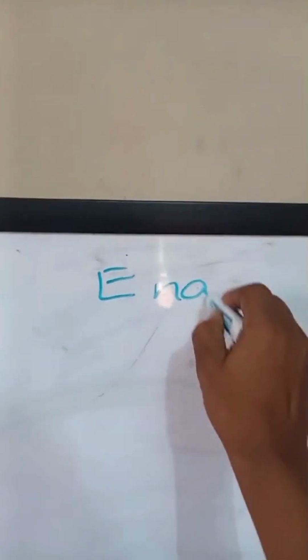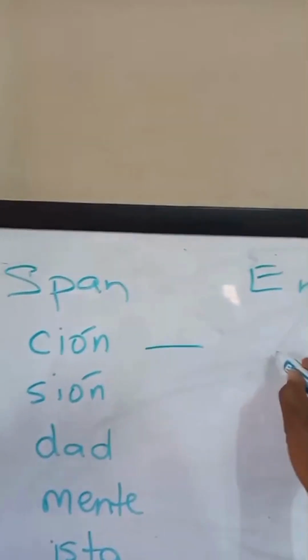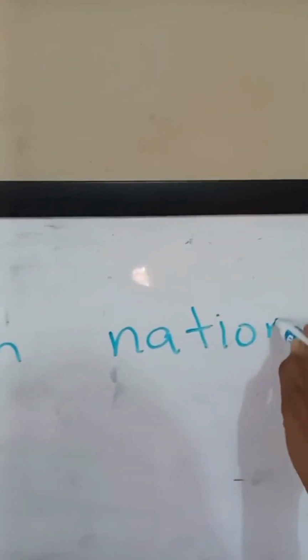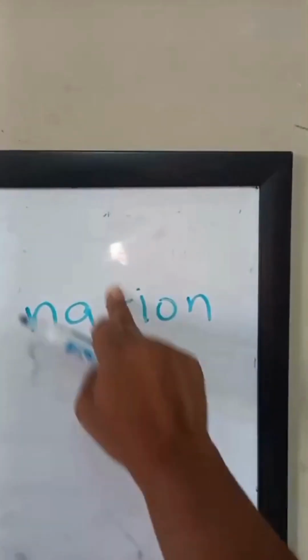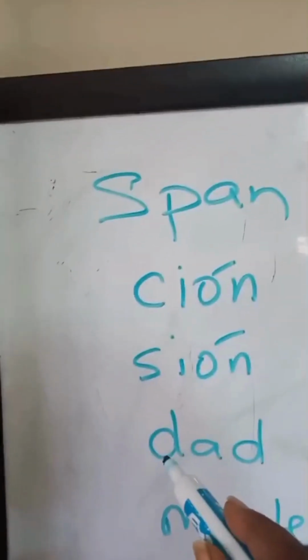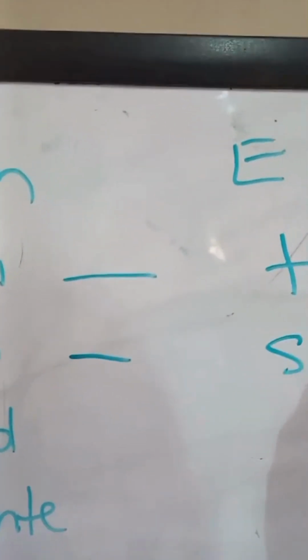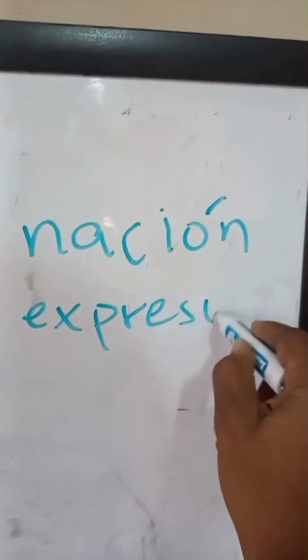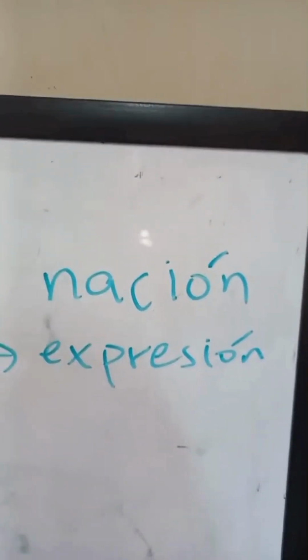Right? On the English side, for sion, we have T-I-O-N in English. Therefore, if I have this word in English, nation, I can change this T to C and then I get nación in Español, right? This word, S-I-O-N, is without the accent. Of course, we don't have accents in English. And we get words like expresión, right? Expresión.